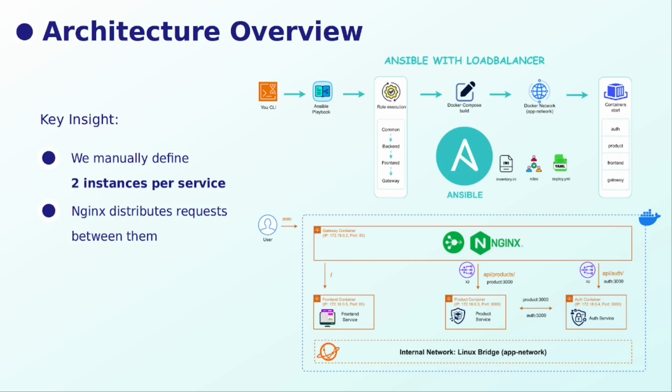The key idea here is that we manually define two instances per service. Nginx then distributes requests between these instances. This allows us to simulate a real-world system with multiple backend nodes. However, it is important to note that there is no automatic scaling. The number of containers is fixed. If we want more instances, we must manually update the configuration. This is a controlled environment designed for learning how load balancing works.